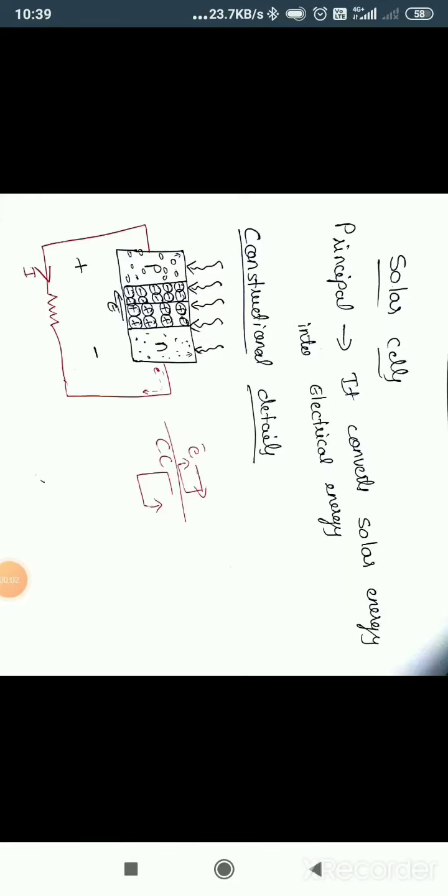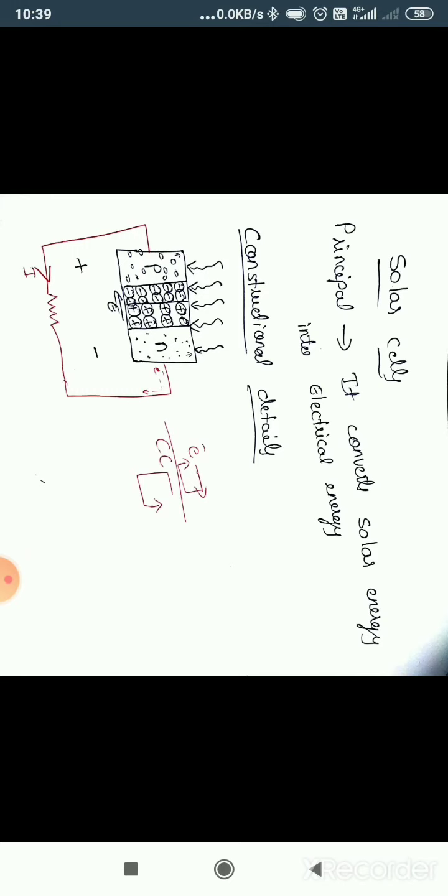Solar cell. A solar cell is nothing but, as the name says, it converts solar energy into electrical energy. That is the principle of the particular solar cell. Now we see the constructional detail of this particular solar cell.